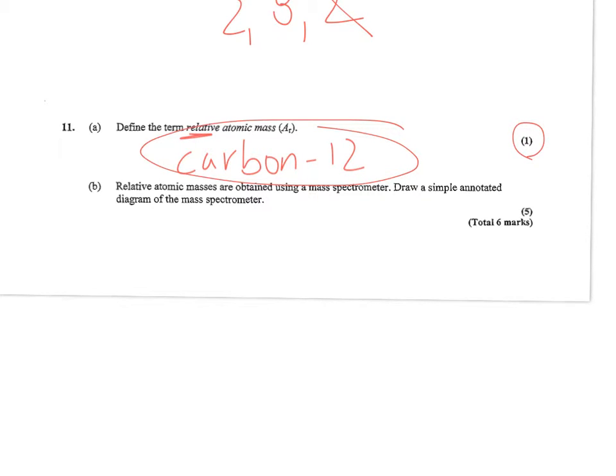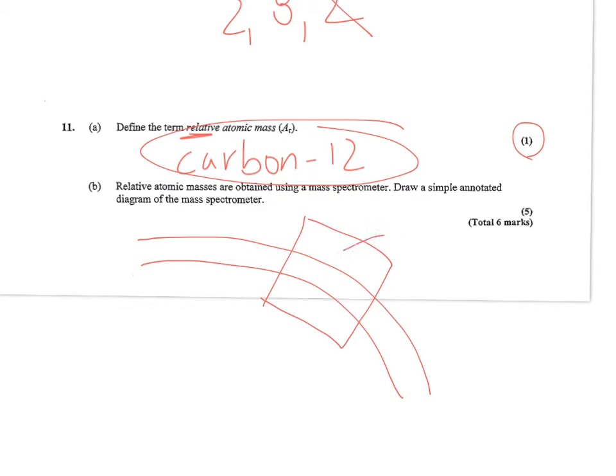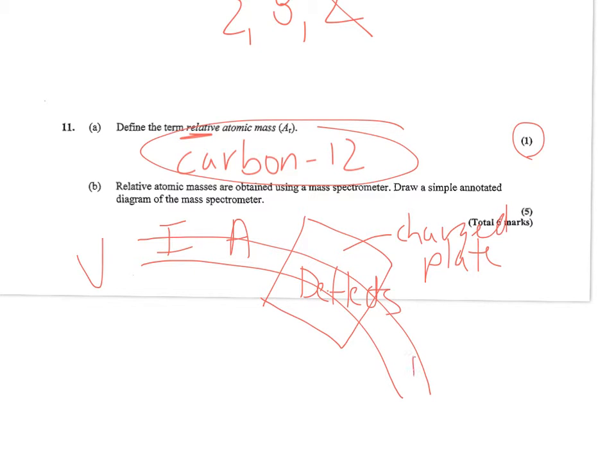Mass spectrometer, draw a simple annotated one. If you were asked to do this, basically what you need is something that looks like this. You indicate this is a charged plate, or you could just put a plus and a minus, one on each side. But then you have to be able to tell the steps that you vaporize it, then you ionize it, then you accelerate it, and then this deflects it. And if you want to, you can include the last step of detection.